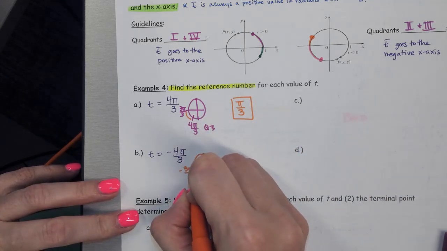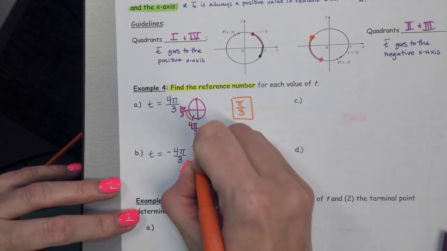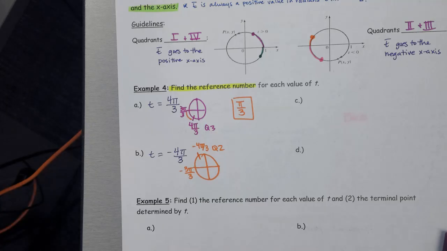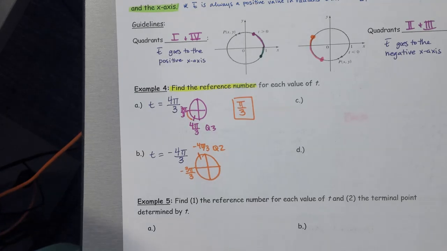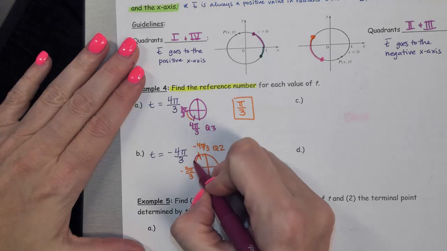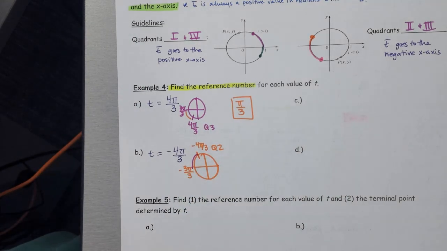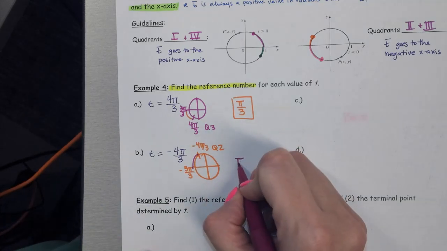This would be negative 3 pi over 3. So this would be negative 4 pi over 3. It's in quadrant 2. So in quadrant 2, okay, we go to the negative x-axis. What's the distance between negative 3 pi over 3 and negative 4 pi over 3? Pi over 3.